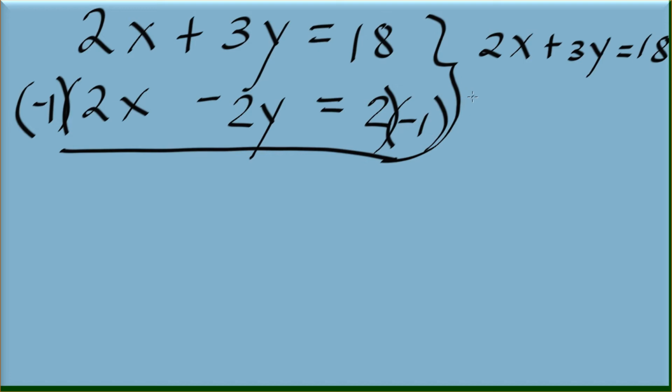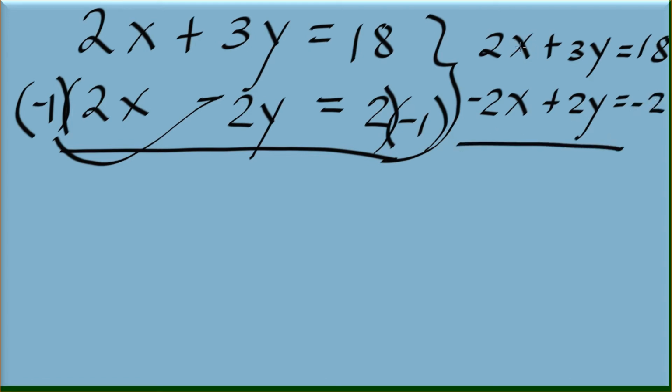Now, the second equation, after you multiply by -1, becomes -2x. Now, the -2y, so negative times -2y is now a positive 2y. Now equals -1 times 2, which is -2. Okay, so when you look at this 2x and -2x, they cancel out. And then 3y plus 2y is 5y is equal to 18 minus 2, which is now 16.